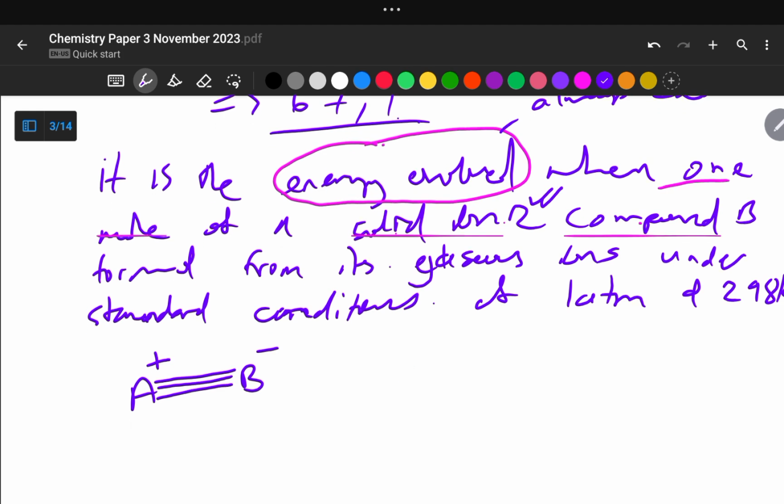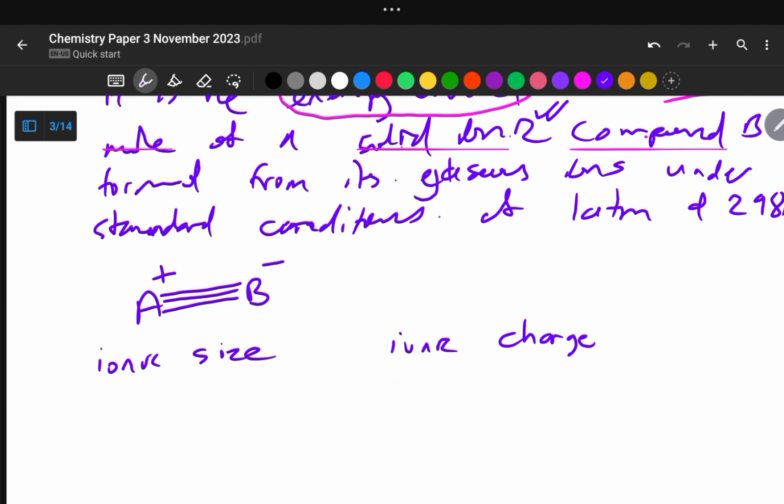So it is governed by two factors: ionic size and ionic charge. The smaller the ions, the bigger the electrostatic force of attraction between the ions, and the bigger the charges, the bigger the electrostatic force of attraction between the particles, thereby leading to a stronger or larger magnitude of enthalpy, right?